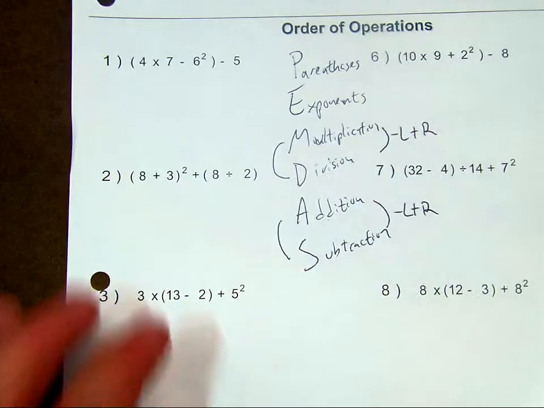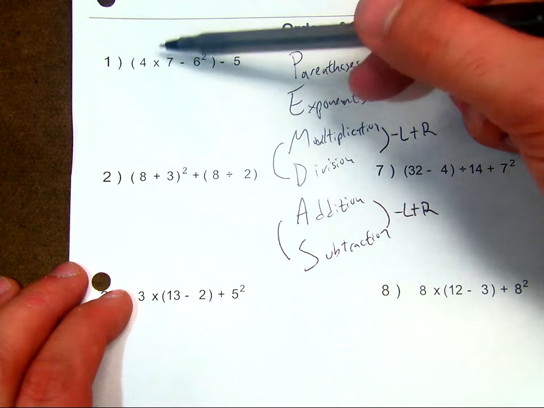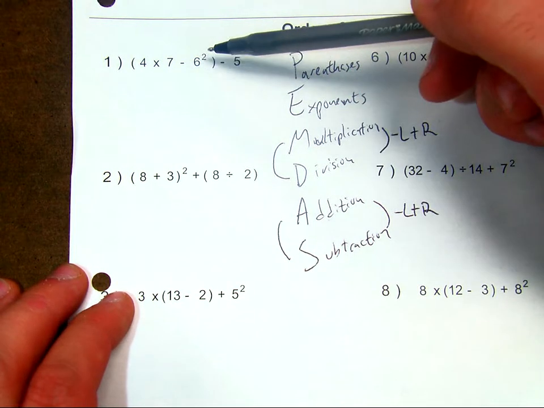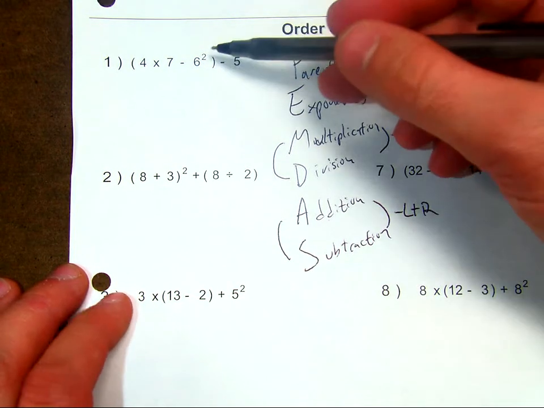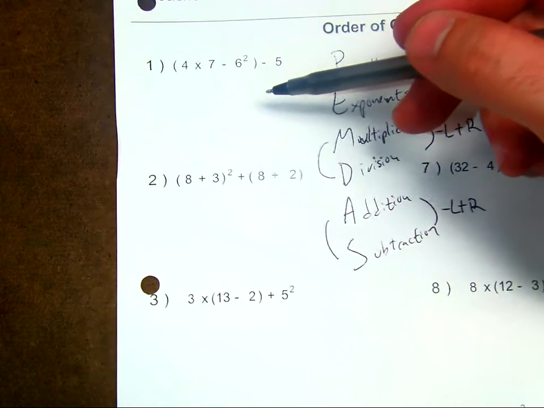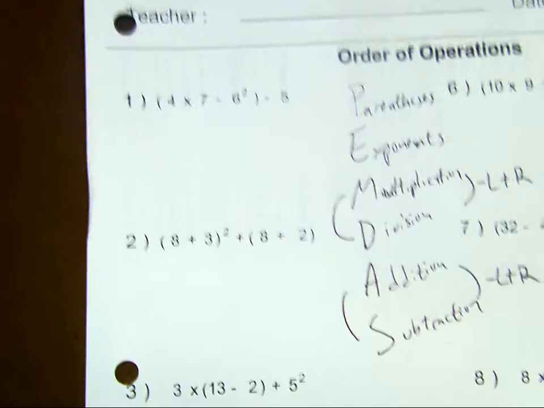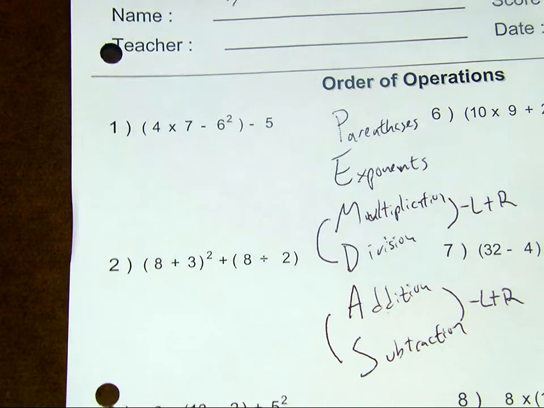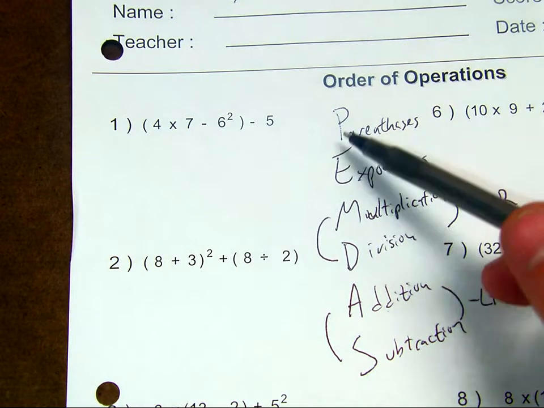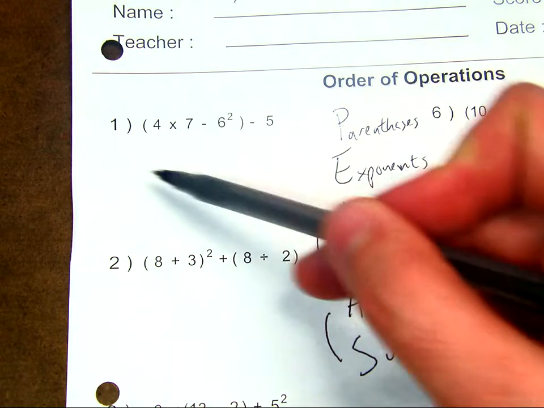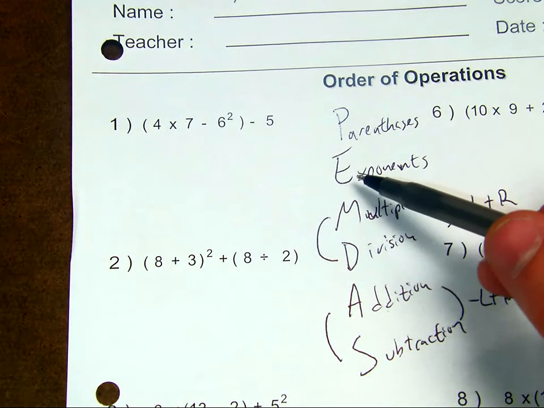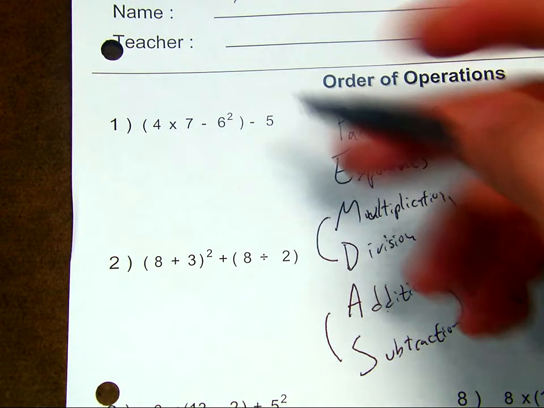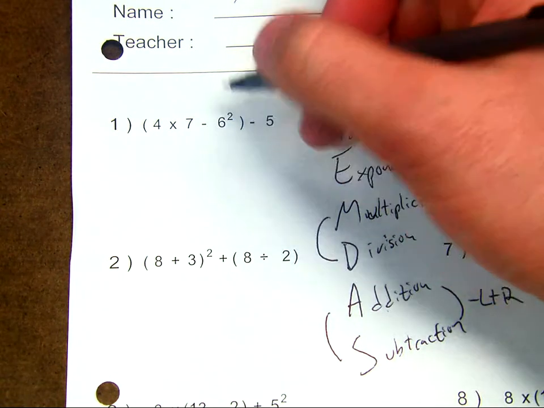Number one, we have parentheses 4 times 7 minus 6 to the second power, or 6 squared. Close the parentheses, minus 5. I'll zoom in just a little bit on that problem. Keep that PEMDAS in the screen. Now, first we have to do our parentheses. Whatever's in our parentheses goes first. Within that, we have to do our exponents first. So, we're going to do one thing at a time.